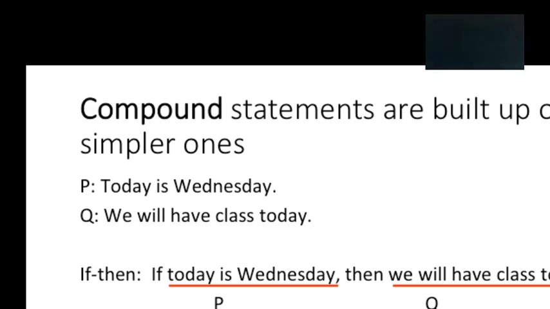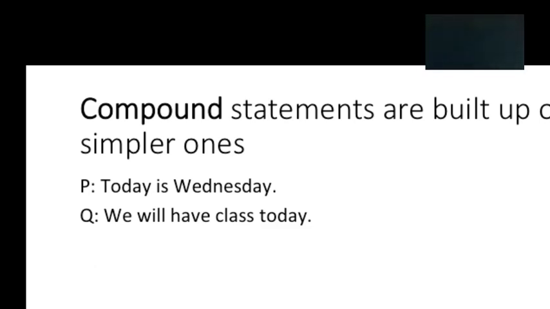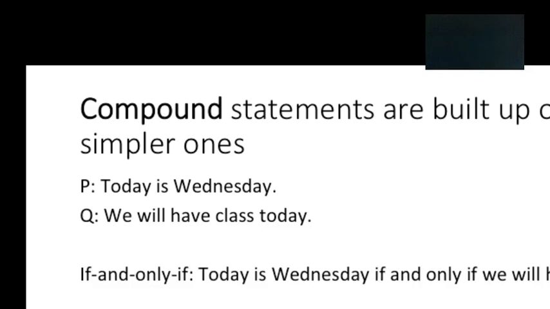The last thing that we can have is also complicated, but we won't use it very much. And this is something which is called an if and only if. This would be saying today is Wednesday, if and only if we will have class today. And this is spoken P if and only if Q. It's written using what's called a tribar, a three-line equals sign. And this is called material equivalence.